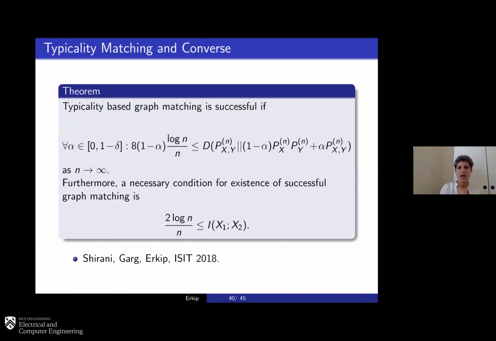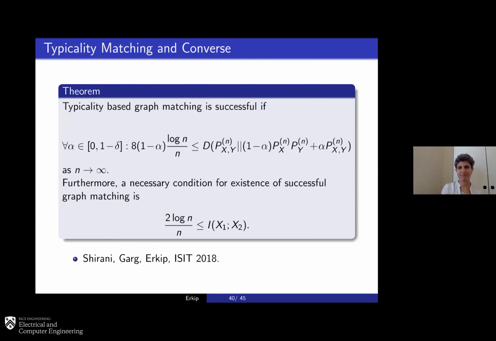Okay. And then it turns out that we can put this together to talk about conditions for graph matching to be successful or not. And as you can see, the condition for the success of this graph matching is considerably more complicated than database matching, again, because it involves all these intricate details about permutations of graphs.